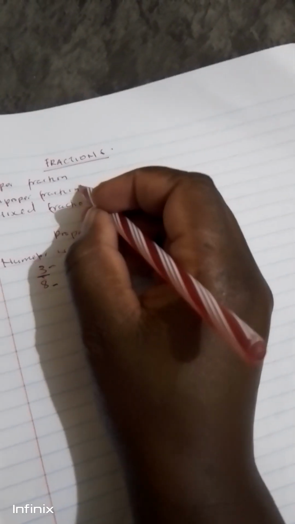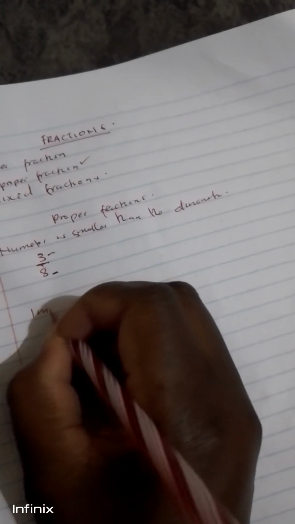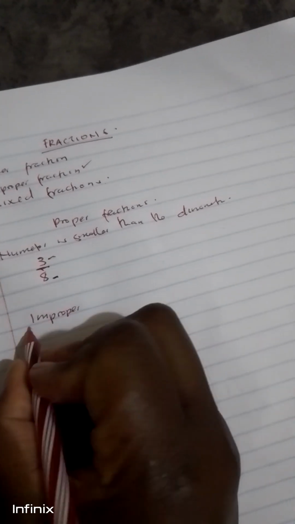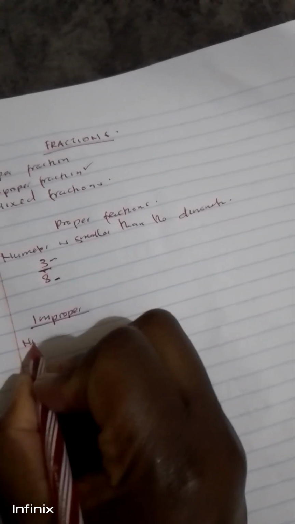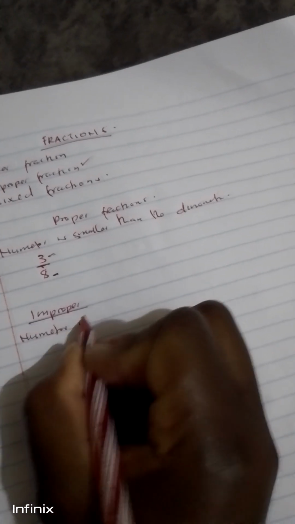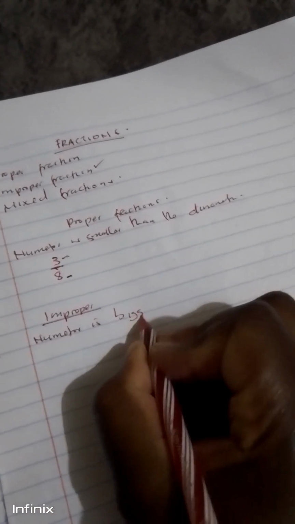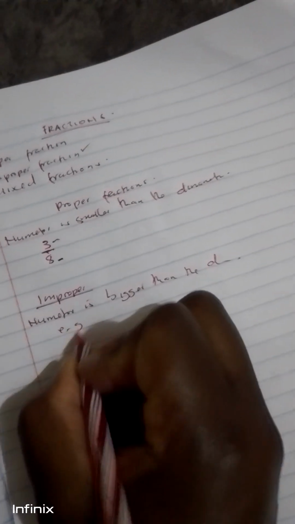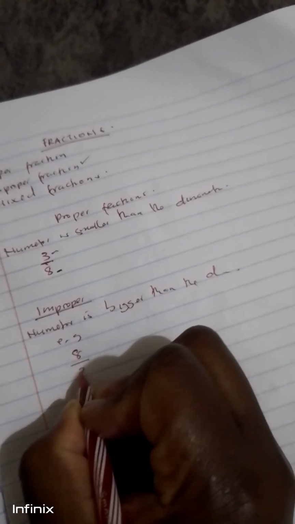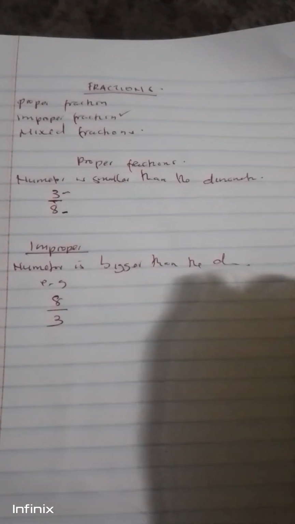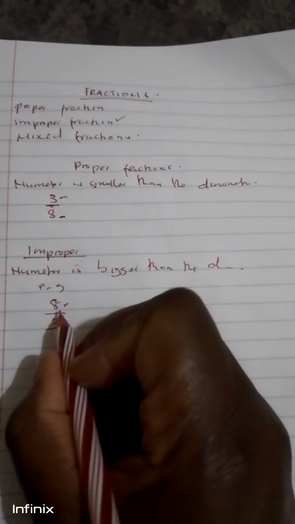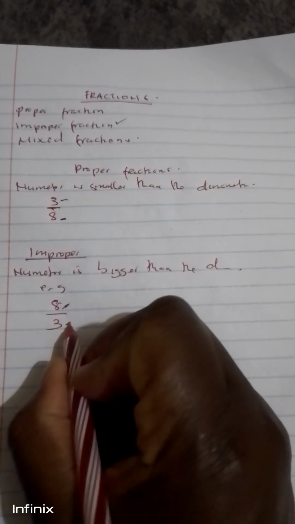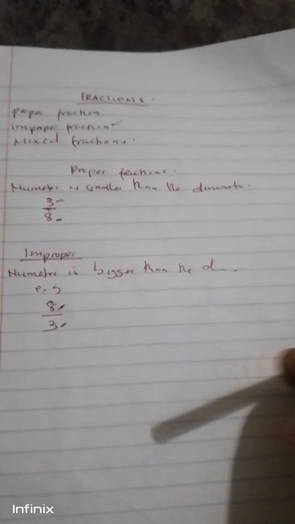Another example is the improper fraction. In an improper fraction, we find that the numerator is bigger than the denominator. For example, 8/3. We find that 8 is bigger than 3. We can say that a bigger number is being carried by a very small number. That is an improper fraction.